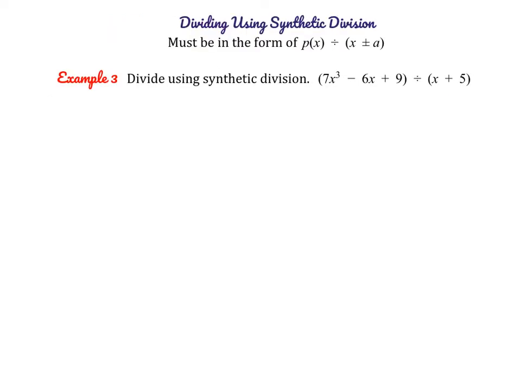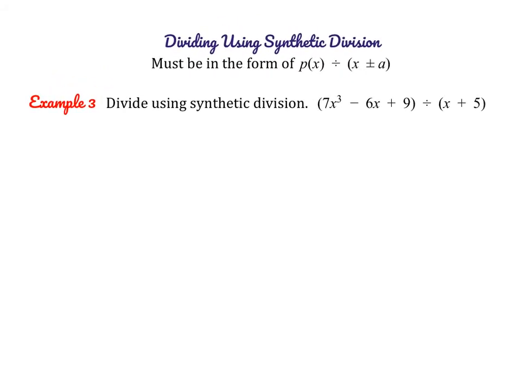All right, so now we're going to learn a different way that we can divide polynomials. It's definitely a lot quicker and easier. However, it only works for a specific form. So it only works if you're dividing a polynomial by a binomial, so x plus or minus a. But if you do have this case, it's much quicker and easier, I think, than using long division.